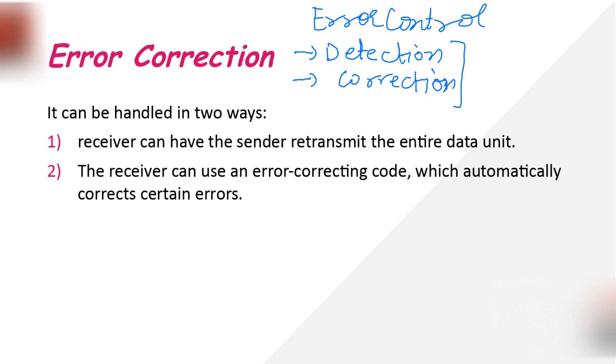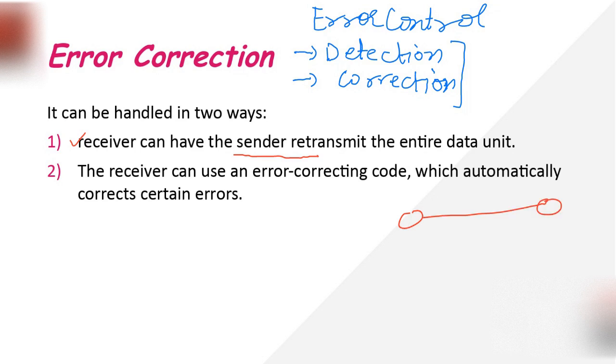So there are two methods that we can use for making sure that the data on the receiver side is correct. How do we make sure? वो कैसे कर सकते हैं हम? We have got two methods. First method is that the receiver can ask the sender to retransmit the data, right?